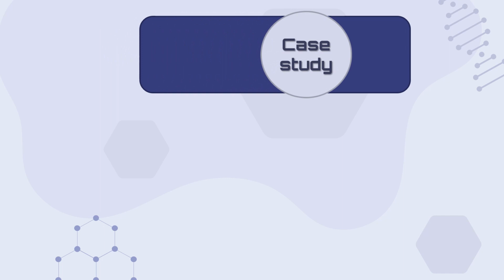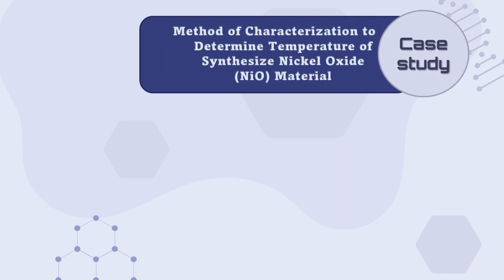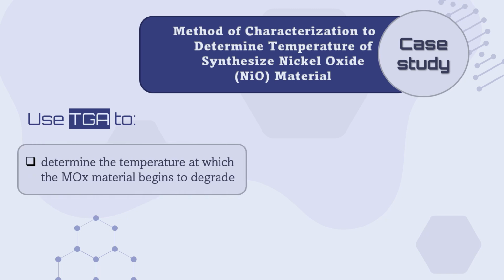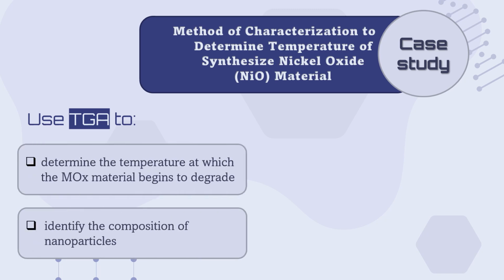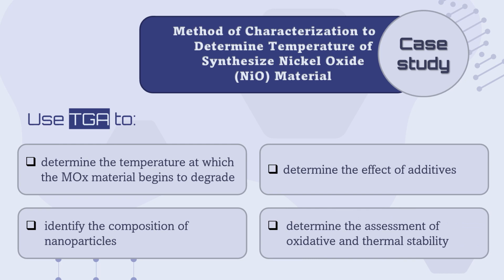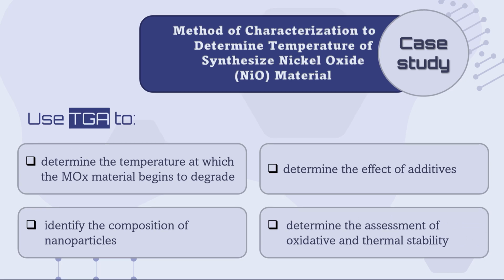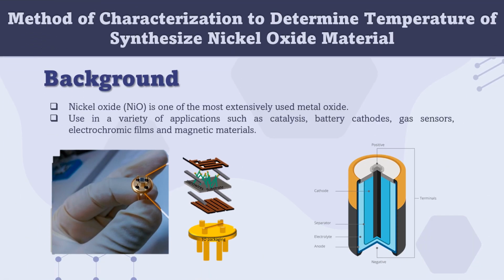In this video, the application of TGA to determine the temperature to synthesize MOX material will be discussed. TGA can be used to identify the composition of nanoparticles, to determine the effect of additives and the assessment of oxidative and thermal stability. Nickel oxide is one of the most extensively used metal oxides. It has attracted increasing attention owing to potential use in a variety of applications such as catalysis, battery cathodes, gas sensors, electrochromic films and magnetic material.